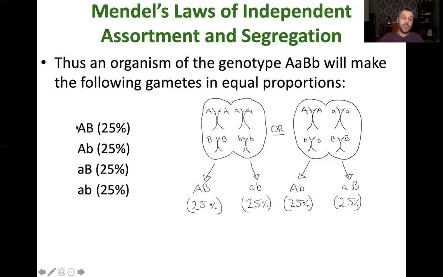So 25% of the time, you're going to end up with this gamete, 25% of the time, you're going to end up with this one, and so on and so on. So you get sort of all 4 types of gametes equally split.